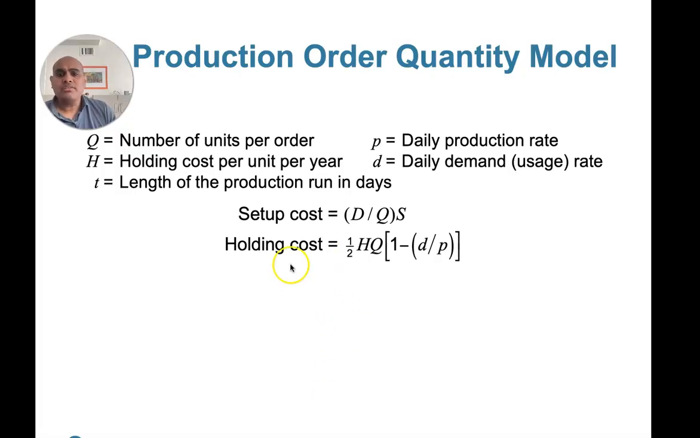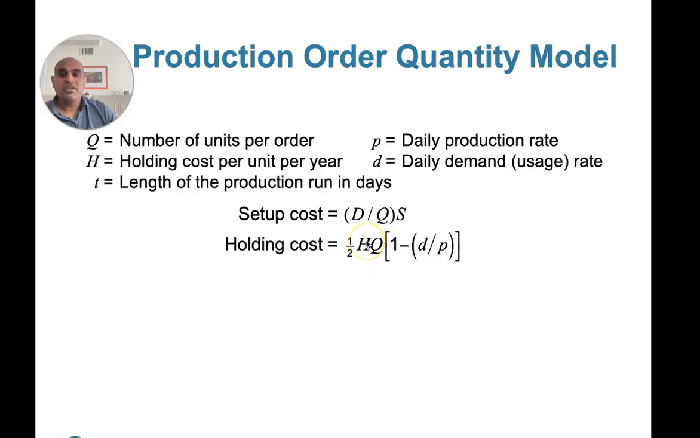Okay, so the setup cost, which we called ordering cost, will be called setup cost here because you're setting up the machine to make production. It's the same. So D over Q is the number of times you have to set up in a year, because Q is how much you produce each time you produce. D over Q is how many times you'll have to set up in a year times the cost of setup. And that's the setup cost.